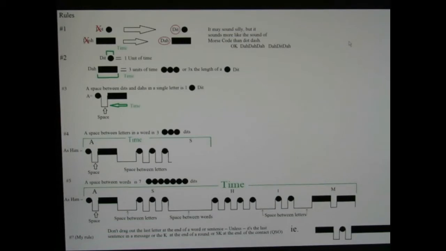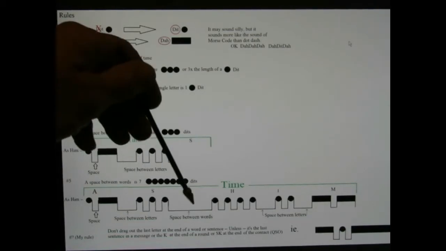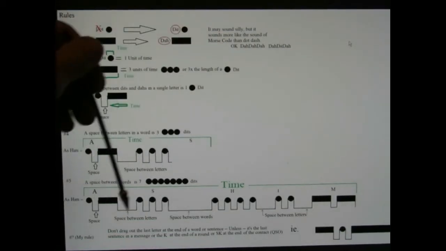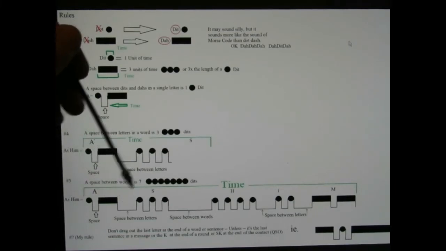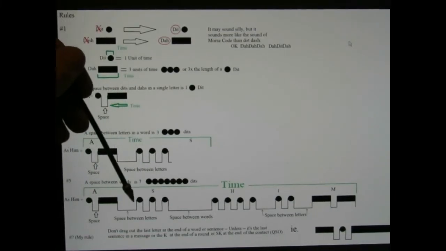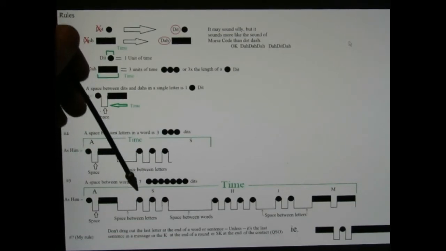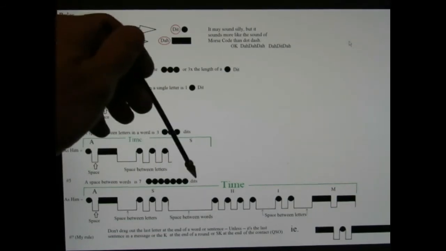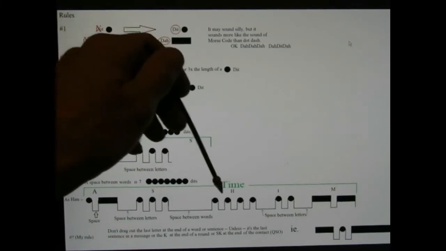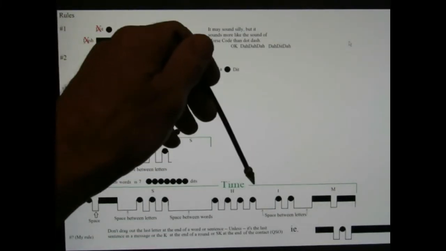Now, number five, your space between words is seven dits. So that'll be here in the two words as him. You would have dit, da, three dits between this next letter, which is an S, dit, dit, dit. And then you're going to have a space between your words, as him, of seven dits right here. And then your H is four dits, dit, dit, dit, dit.